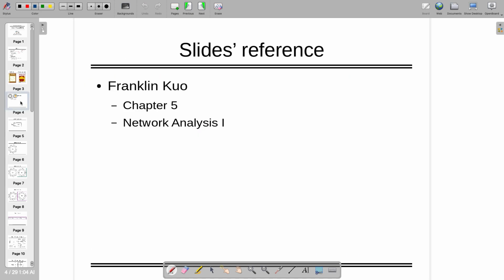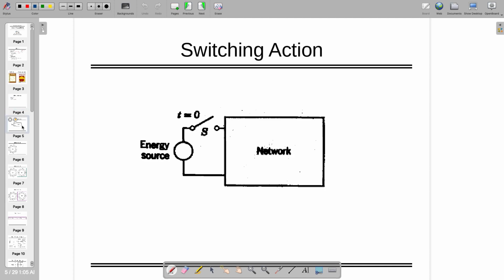Right now, what we are studying is word by word. I'm teaching chapter 5, network analysis 1. This is the only thing I'm teaching. There is nothing coming from anywhere else. Okay. So before going to anything else, let's learn one thing. Do you understand all of these things? Yes or no? So what is the meaning of all these things?